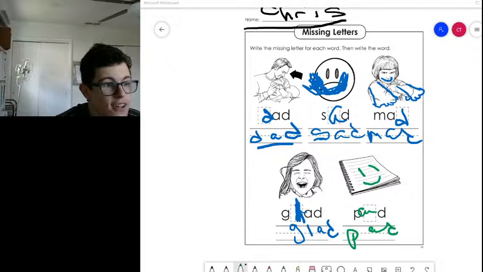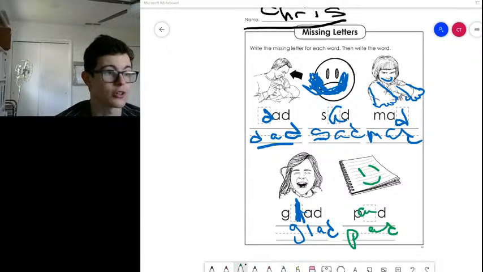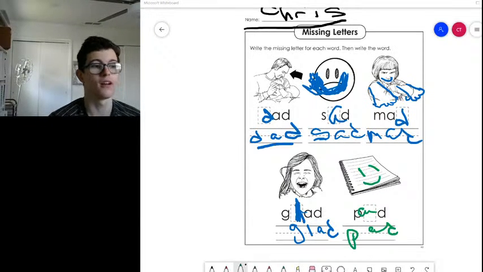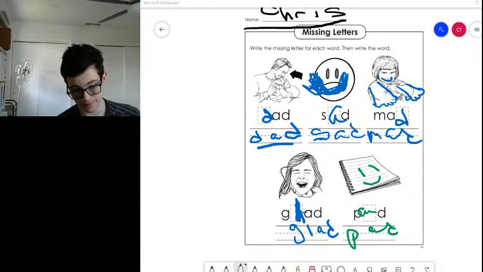So I'm going to give you a challenge to use these words that we've used today, or words with the AD ending, as much as possible in your speech. When you talk to your parents, your friends, your grandparents, pretty much anyone. Please use AD words, provided they're appropriate for the context.